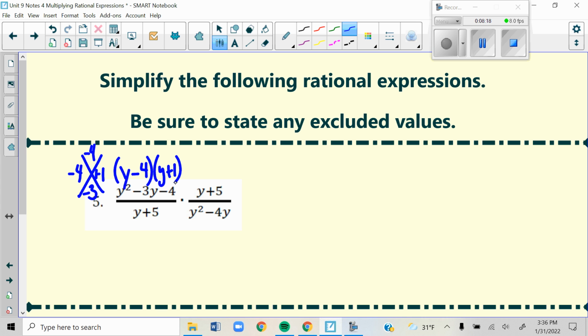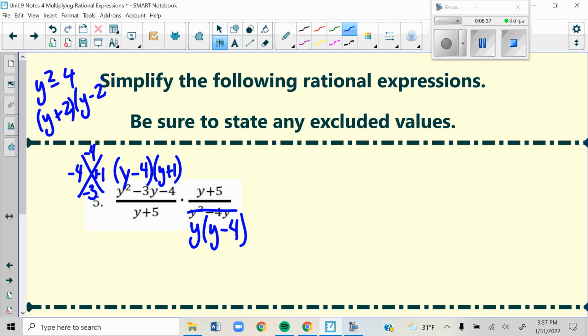Now in my numerator, the y plus 5 we keep. My denominator, y plus 5, we keep. And now in this bottom one here, we're going to factor out a y. Now, just a reminder, if that had said y squared minus 4, that's a difference of perfect squares. We'd get y plus 2 and y minus 2. But it was a y squared minus 4y, so I could take a y out of both of those.